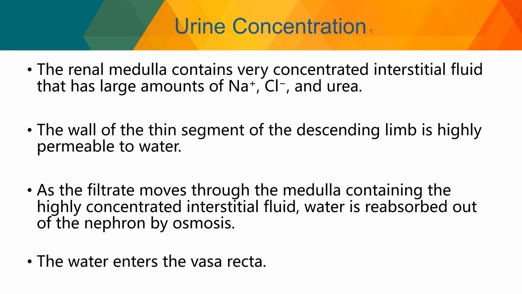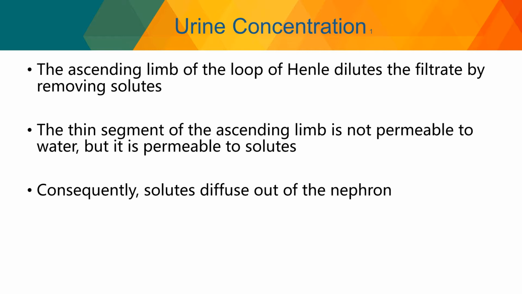The renal medulla contains very concentrated interstitial fluid that has large amounts of sodium, chloride, and urea. The thin segment of the descending limb is highly permeable to water. As the filtrate moves through the medulla containing the highly concentrated interstitial fluid, water is reabsorbed out of the nephron by osmosis, and then the water enters the vasa recta.